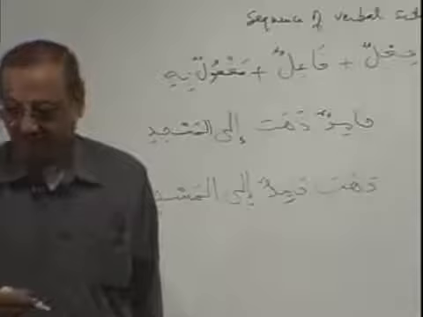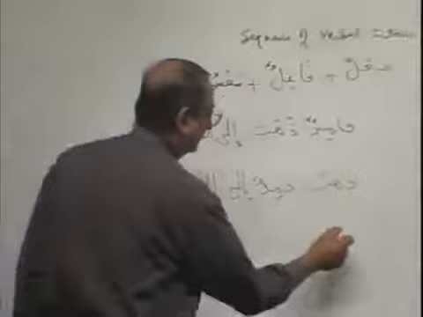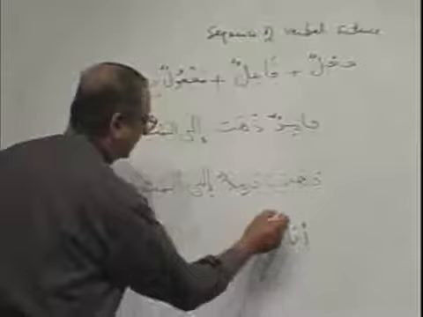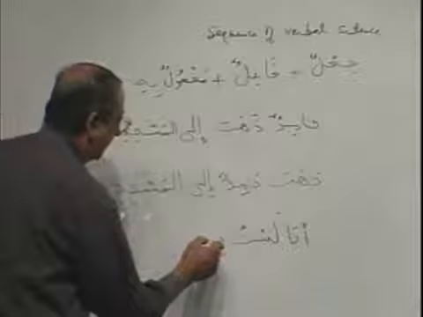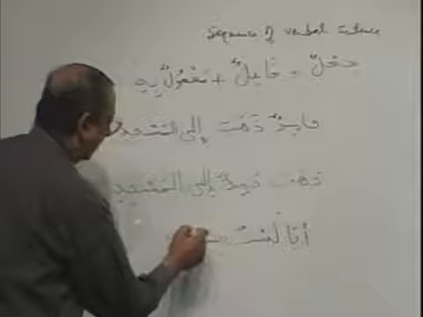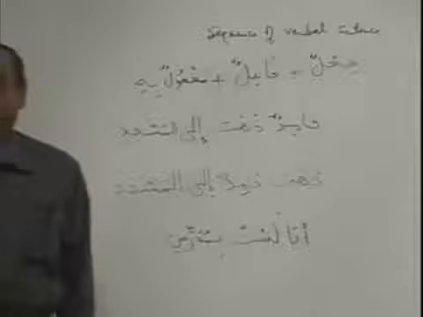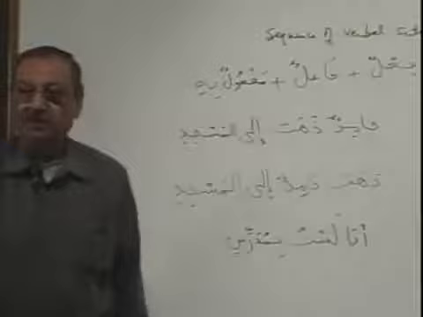It will come afterwards. If I say, Ana lastu bi mudarrisin. So, Ana, what is Ana, brothers and sisters? Mubtada. Then we have Lastu. There is a fi'l, Laysa, in it. Okay? And where is the Ismu Laysa? Tu. Are you with me?